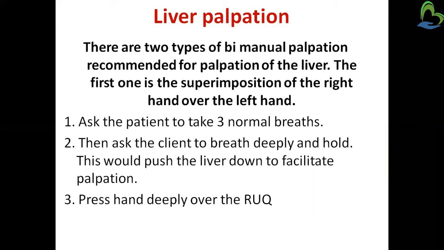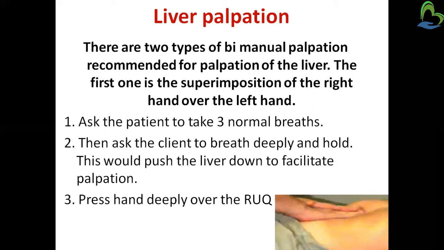Ask the patient to take three normal breaths, then ask the client to breathe deeply and hold. This would push the liver down to facilitate palpation. Press the hand deeply over the right upper quadrant, because the liver is located in the right upper quadrant. So this is how you are going to do the bimanual palpation.